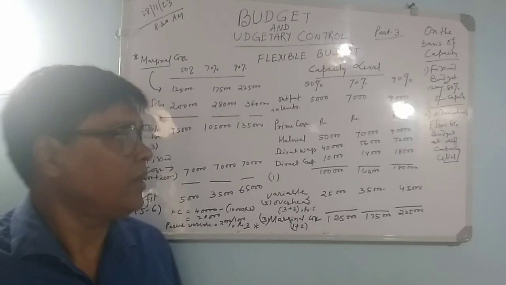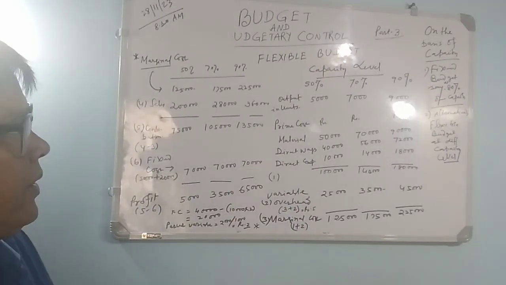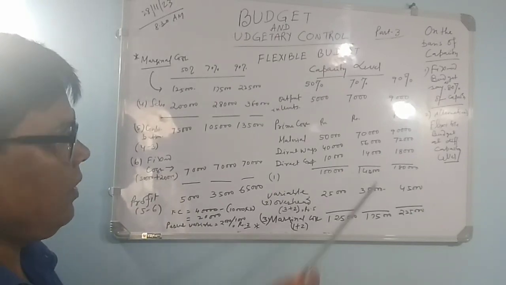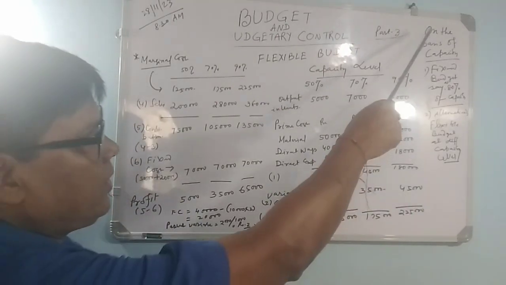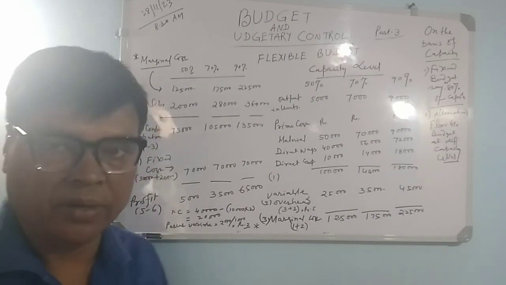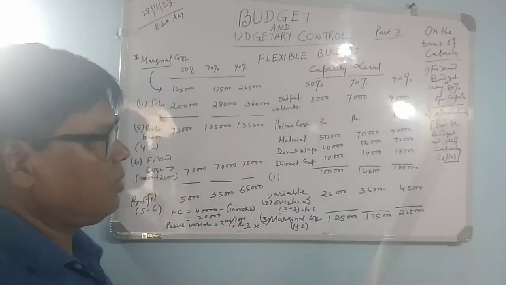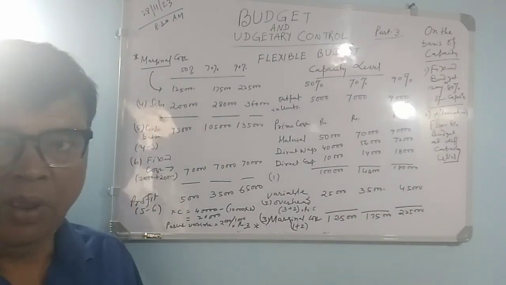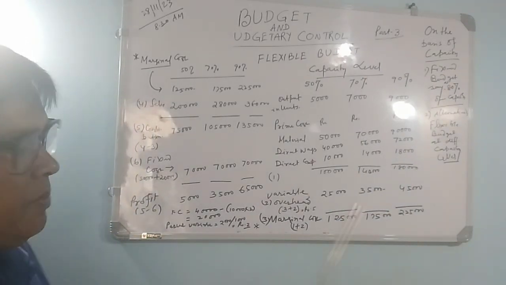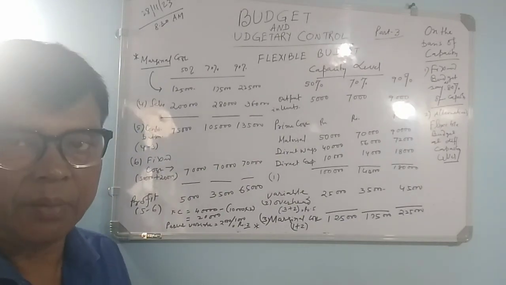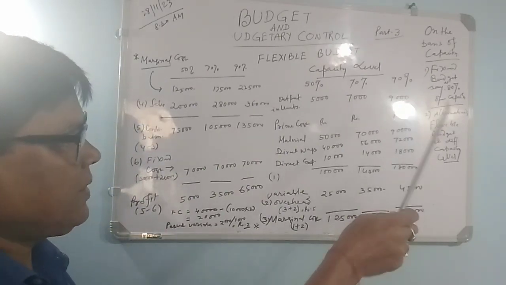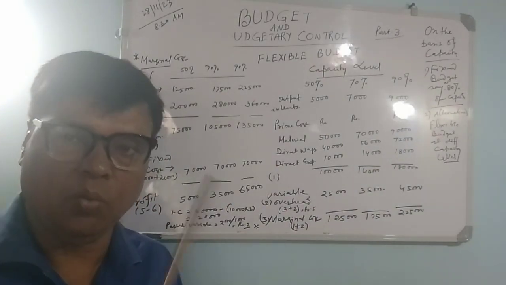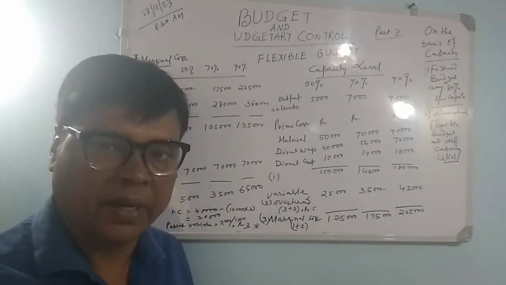Today we will be discussing budget and budgetary control, that is, the flexible budget. If you calculate on the basis of capacity utilization, we can prepare two types of budget: one is the fixed budget, another is the flexible budget. What does a fixed budget mean? A fixed budget means that, based upon one capacity, say the 80% capacity level, you make your budget. So you have only one point, that is 80%.